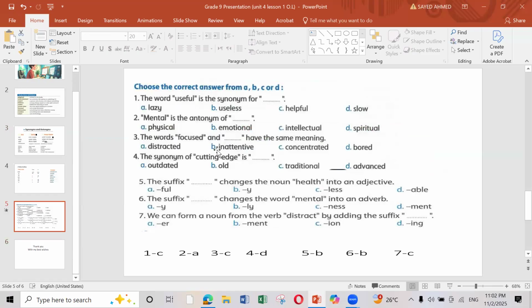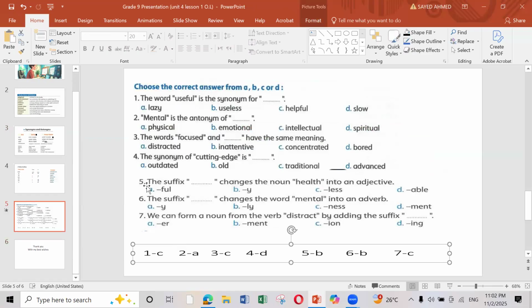Then look at this exercise. I want you, don't look at the answers. I want you to answer them yourselves first, and then I give you the answers under this slide at the end here. The first one, the word useful is the synonym for lazy, useless, helpful, slow. You have to choose and decide. Mental is the antonym. I told you before about the synonym. It means the same meaning, and antonym means the opposite or the different meaning. Okay?